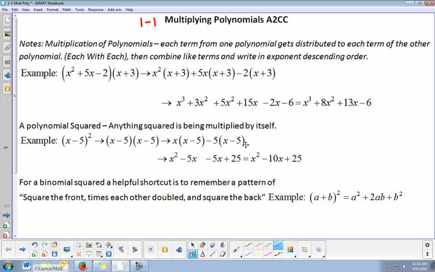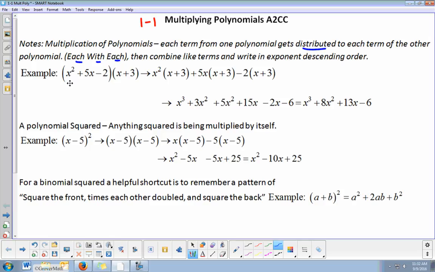So this is an example section right here. There's nothing for you to really do here. I'm just going to read it to you. But it's talking about multiplication of polynomials, and it's really a form of distribution. Each term from one polynomial gets distributed to each term of the other polynomial, each with each. And then combine like terms and write in exponential descending order.